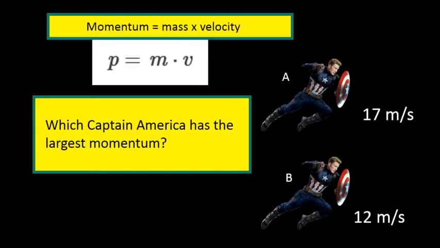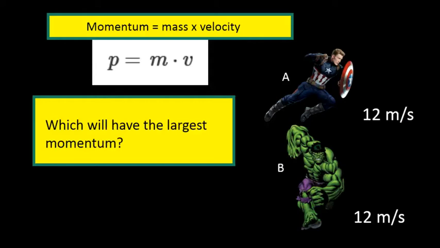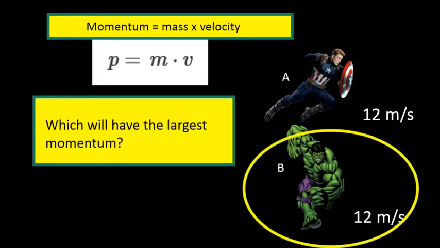And then finally, let's have some examples of momentum problems. Here we have two Captain Americas. One is going 17 meters per second. The other is going 12 meters per second. Which one has the largest momentum? Well, since both Captain Americas have the same mass, then the one going faster is going to have the greater momentum. On the other hand, let's say we have Captain America and the Hulk both going the same velocity, however. Which will have the largest momentum? Well, the velocities are the same, so whichever one has the largest mass would then have the greatest momentum, and I would venture to say that the Hulk has the greater mass.